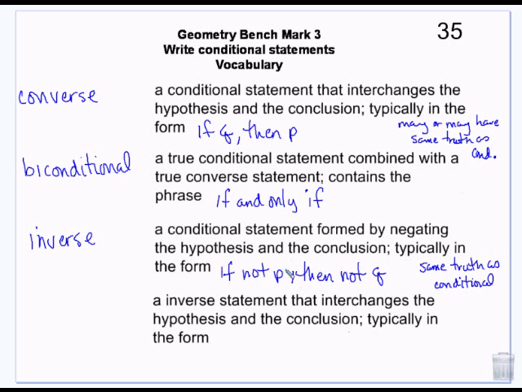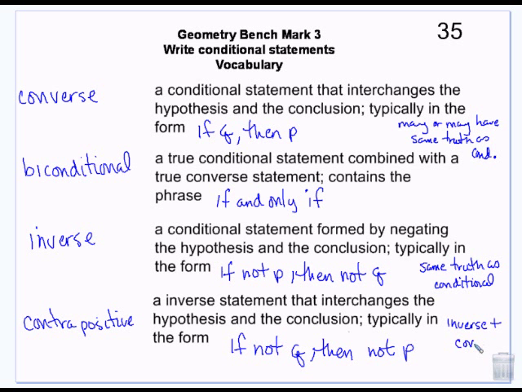Okay. And then you have a contrapositive. A contrapositive is an inverse statement that interchanges the hypothesis and the conclusion. So the contrapositive is an inverse and a converse at the same time. So if not Q, then not P. So this is inverse plus converse equals contrapositive.